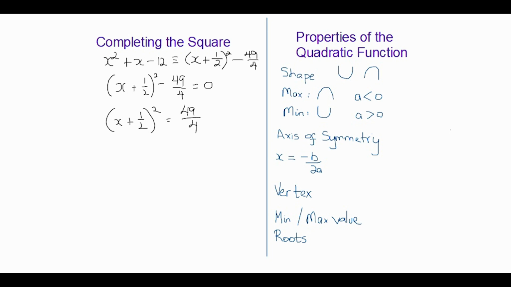From here, I need to square root both sides of my quadratic function so that I'll be able to simplify, and eliminating that power will help me with getting to solve for x. So square root of 49 on 4 will leave me with 7 over 2.